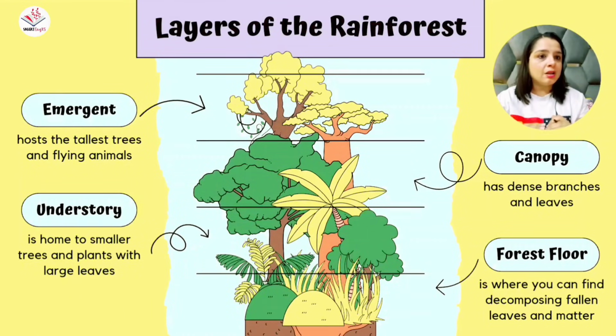Last but not the least, the forest floor. The lowest part of the rainforest is where you can find decomposing fallen leaves and matter. It means if a leaf falls down from the tree, it ends up on the forest floor. So starting from emergent to canopy to understory to forest floor makes the layers of a rainforest. I hope you find it quite interesting. And now you know about the layers of the rainforest and 4 new vocabulary words.